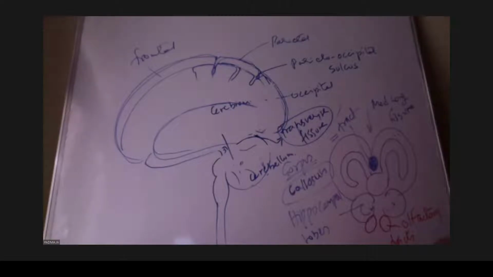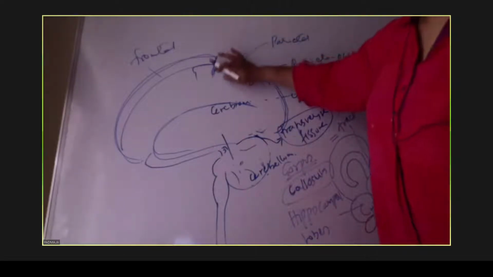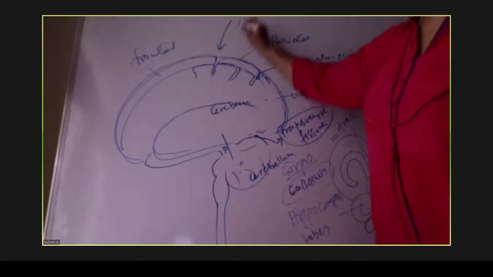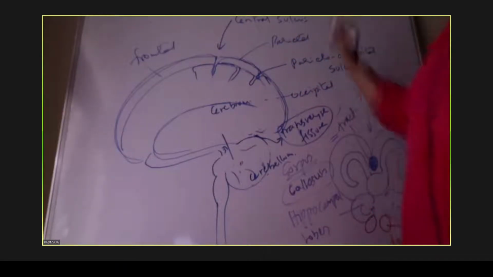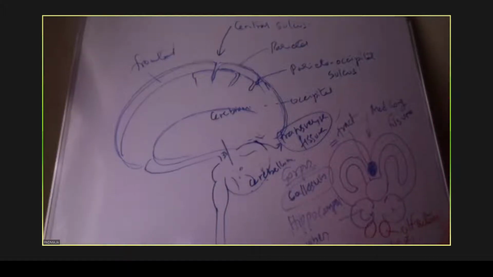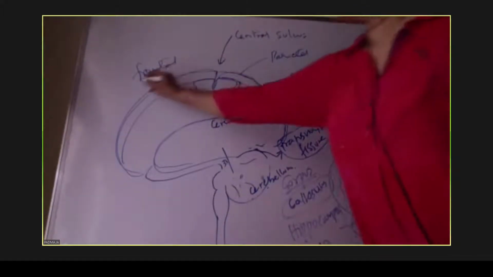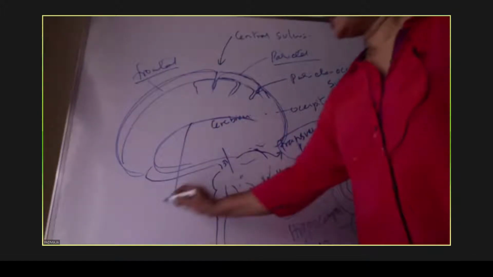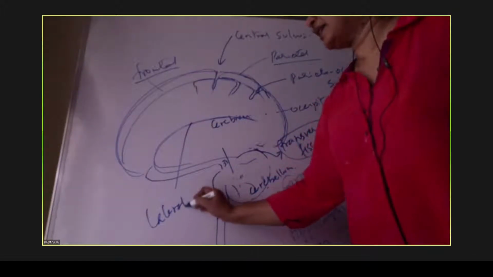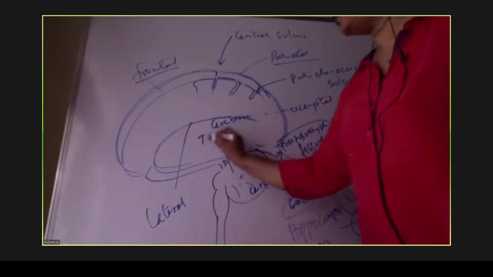Now here, one sulcus. This part is called the central sulcus, which divides the frontal lobe from the parietal lobes. And this one is the lateral sulcus, dividing the temporal lobes.